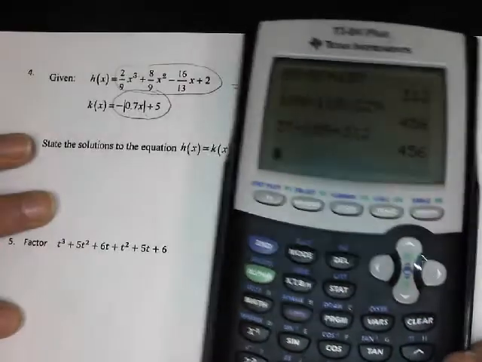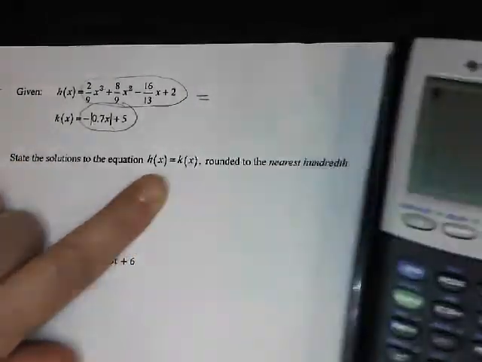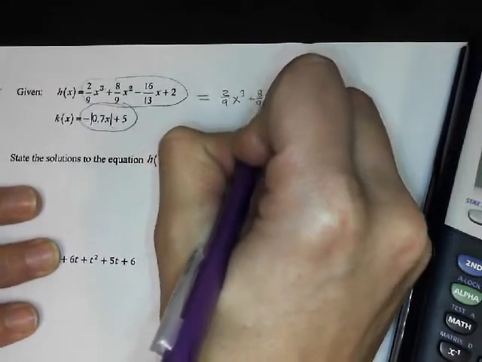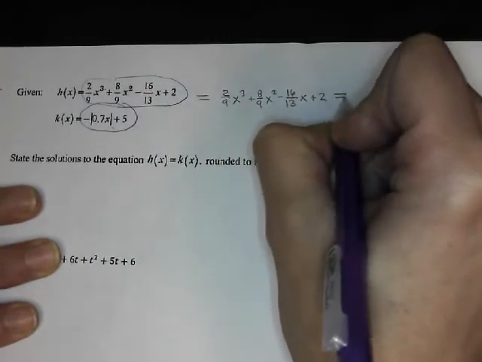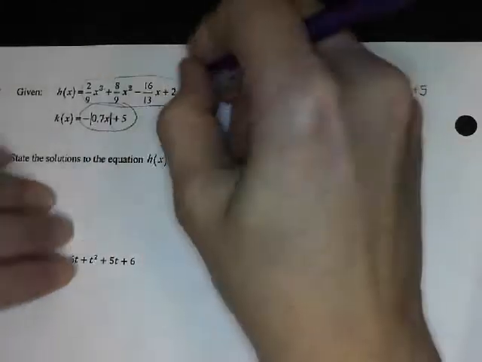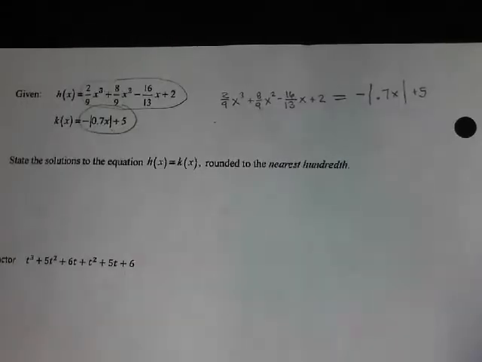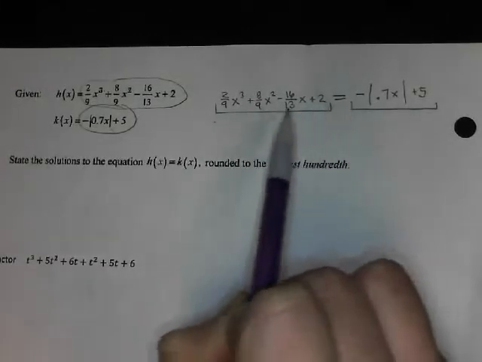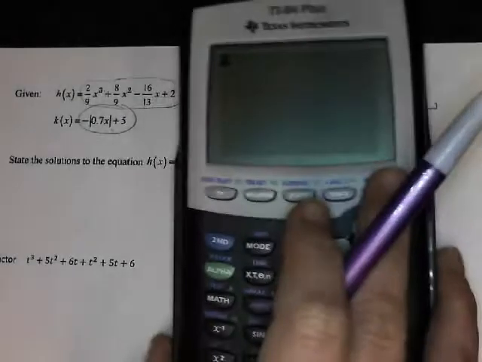So I would just type in these two functions and see where they cross. And you're looking for when 2/9 x cubed plus 8/9 x squared minus 16 over 13x plus 2 equals negative absolute value of 0.7x plus 5. This is the equation that we're trying to solve. We have no clue how to do that algebraically. So I'm going to type this in as equation 1, this in as equation 2, and when I trace and find the intersection, I'm going to get the x-coordinate answer.